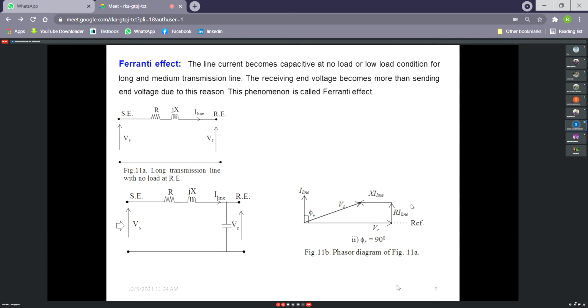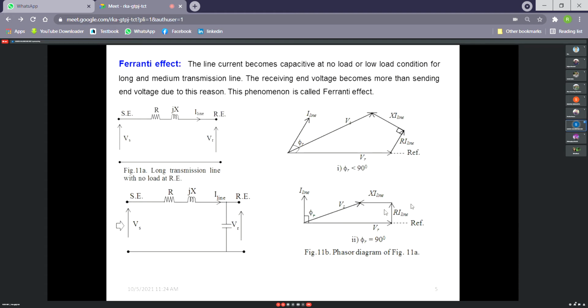So this may be the condition when current is purely capacitive, or this may be the condition when current is capacitive but not pure. That means that the load at the receiving end is to some extent leading. We never connect a leading load, but if the lagging power factor of the load is lower as compared to the capacitive effect of the transmission line, then the apparent power factor at the receiving end will be leading.